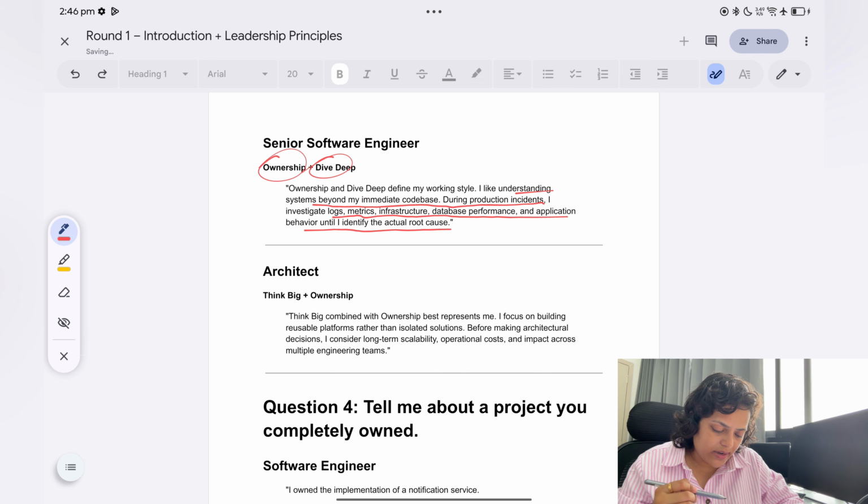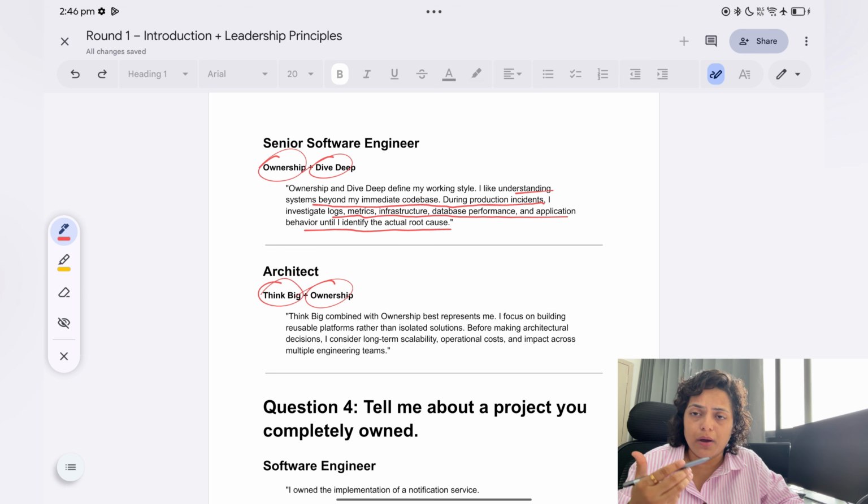Now, the architect, what will he say? Think big and ownership. Ownership will be everywhere, and things like dive deep will be included too.